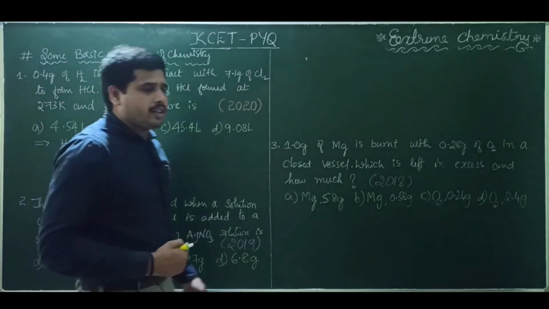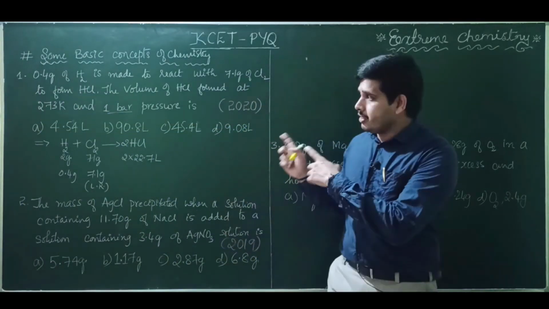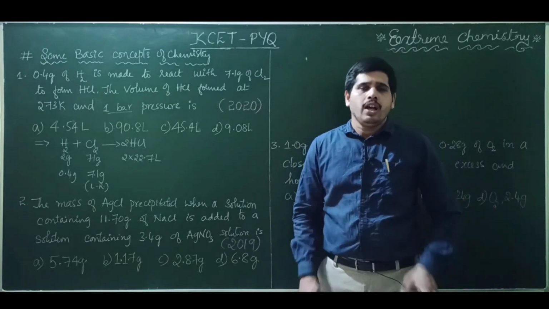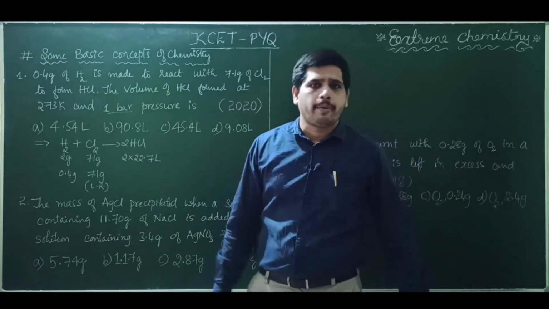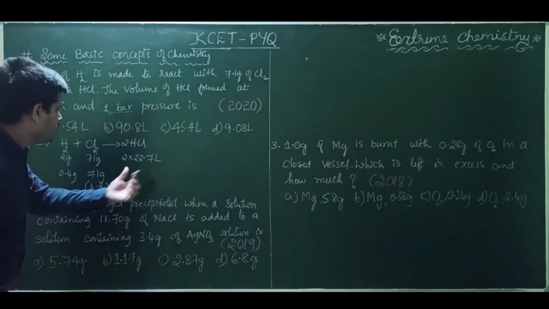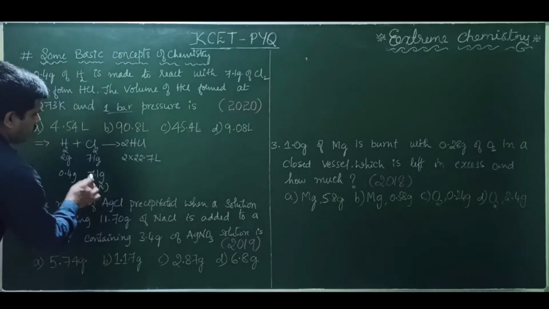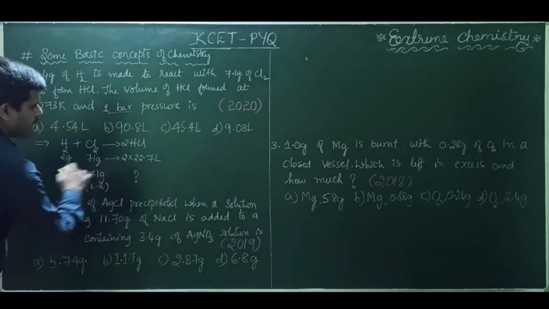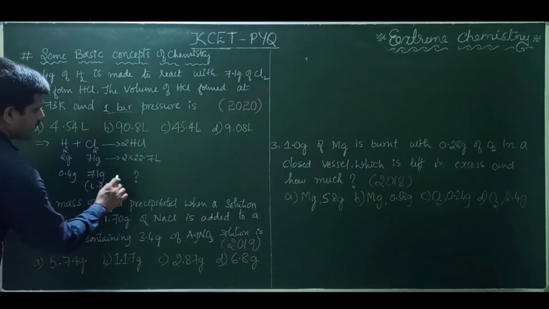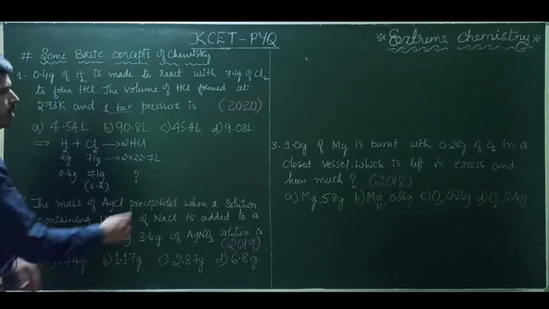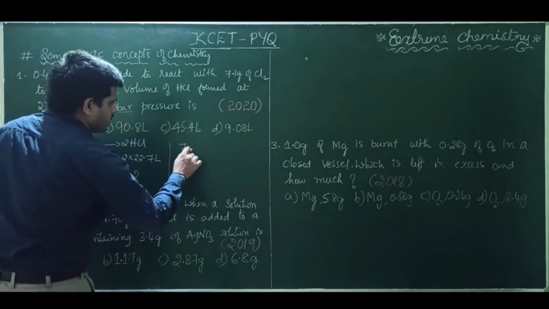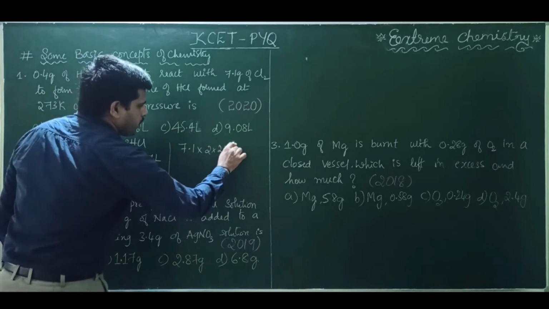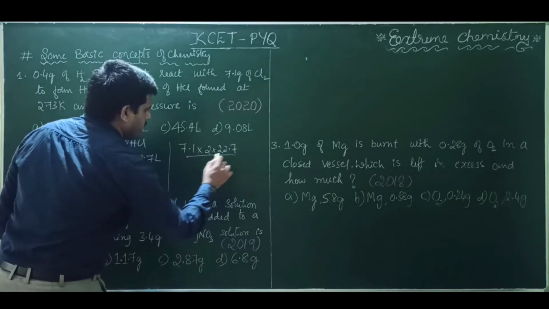Now the very important point under the limiting reactant concept is that the product formed depends on the limiting reactant, because once it gets consumed, no product is possible. So I'll connect the product formed based on the limiting reactant. Cross multiply. 71 gram gives 2 into 22.7 liter. 7.1 gram will give how much? That is nothing but 7.1 into 2 into 22.7 liter divided by 71.